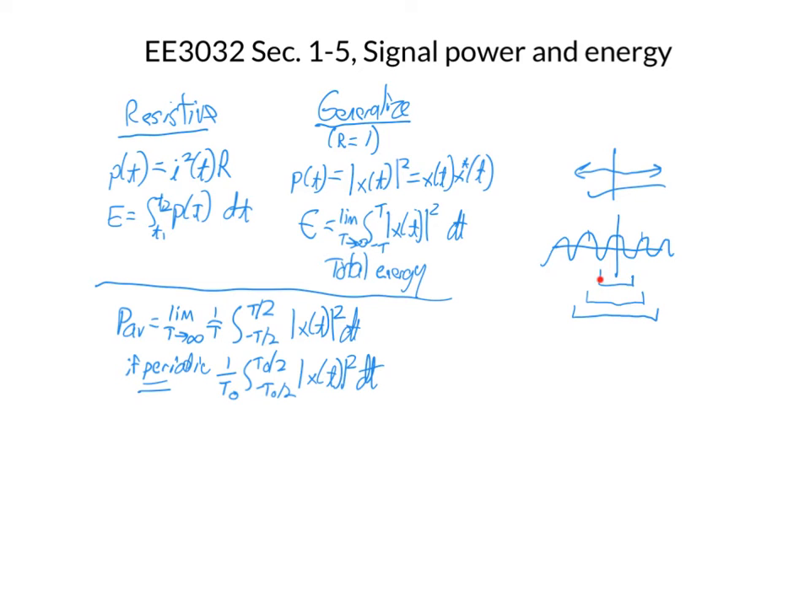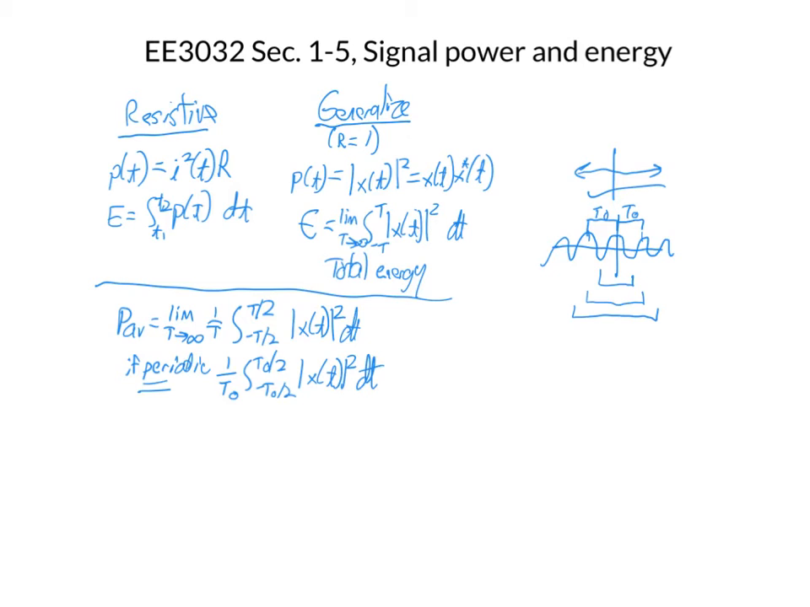We're going out symmetrically from 0. However, this is a periodic function, so I could have equally taken that period from 0 to the fundamental period of the signal, or I could have gone from minus t0 up to 0. I could have taken that integral. In fact, any interval of width t0 is going to work just fine for us.